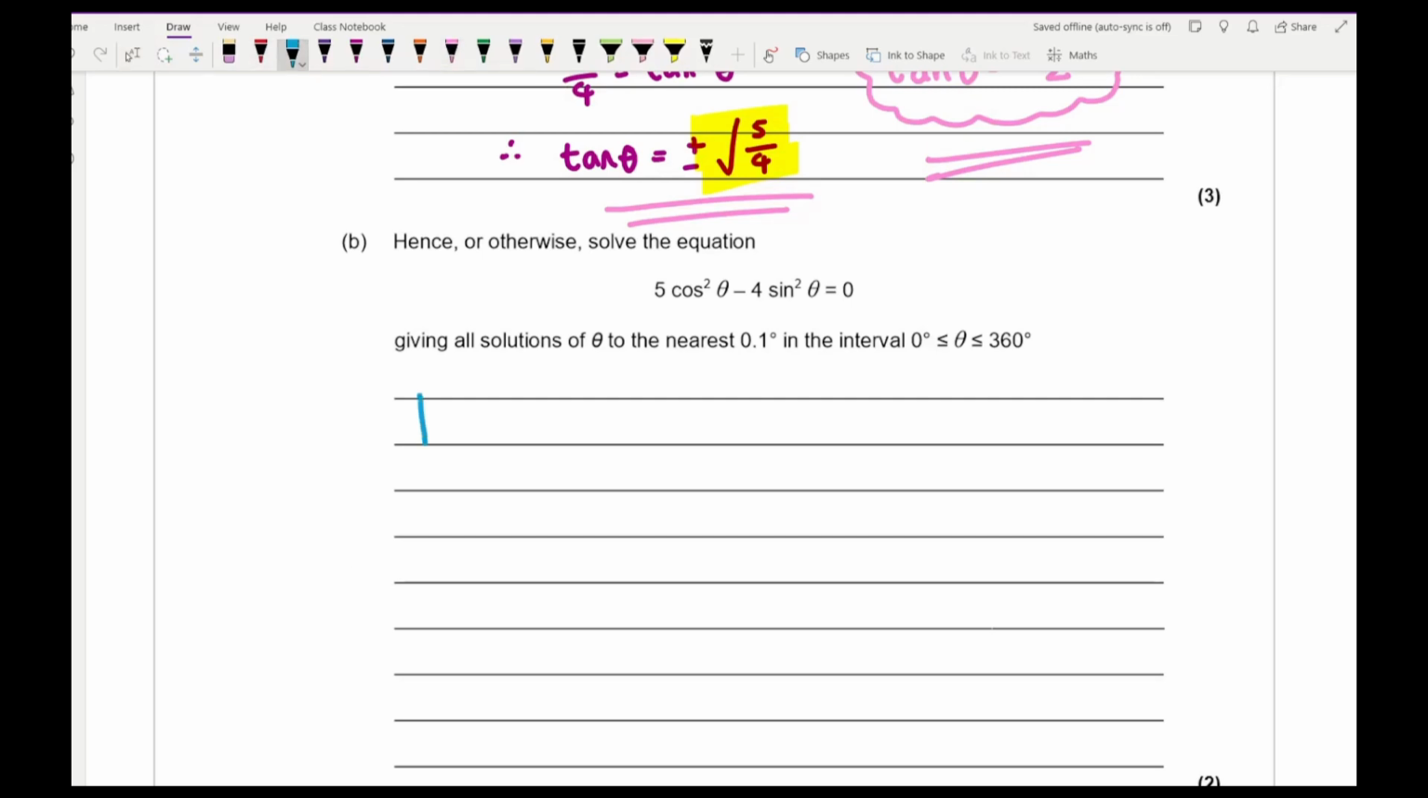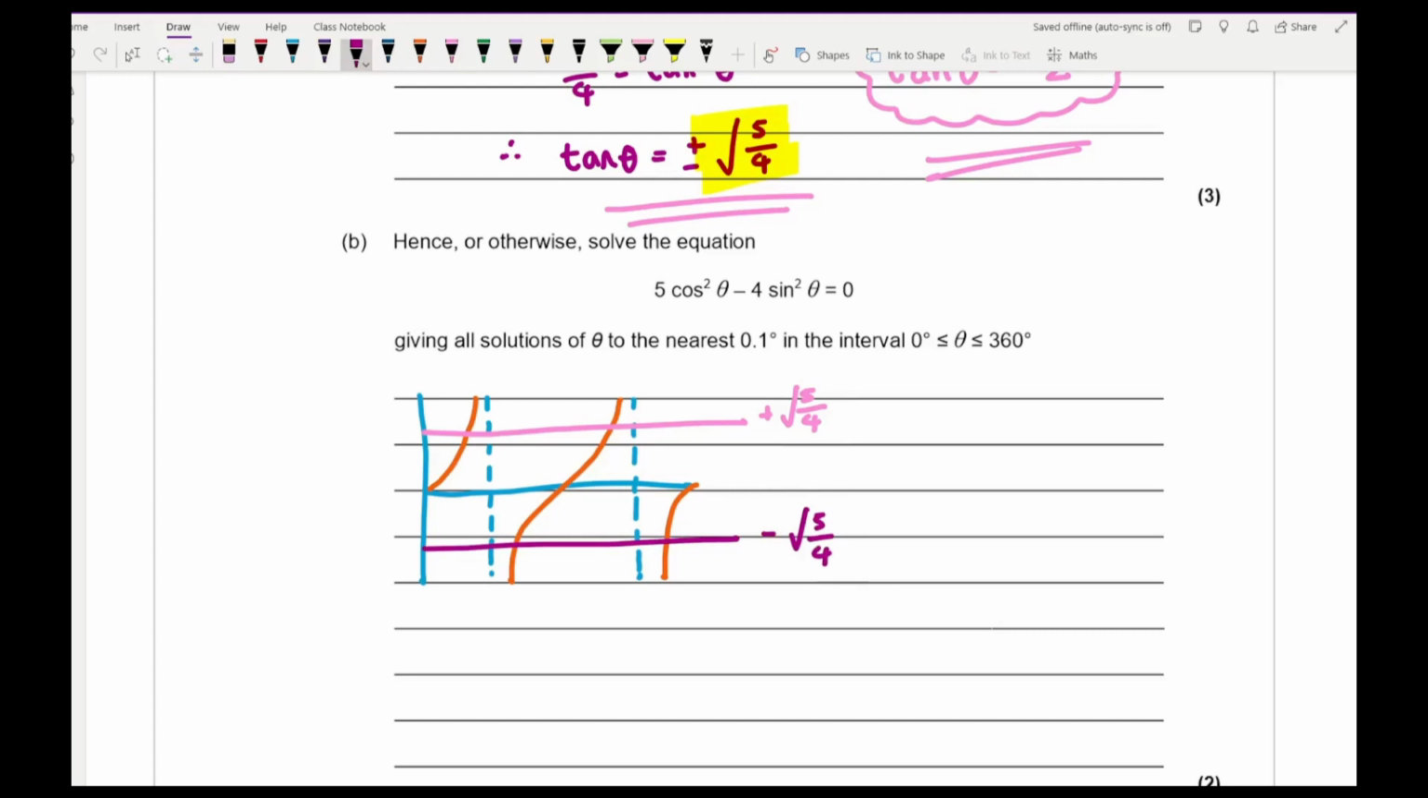So here, if I do a sketch of tan theta, and let's just do the dashed intervals. What it eventually looks like is something like this. And plus or minus root 5 over 2 is going to give me a set of answers here. So we've got plus root 5 over 2, and here we'll end up with minus root 5 over 2, in which the values of theta to one decimal place will be 48.2 degrees and 228.2 degrees, and another set of values of 131.8 degrees and 311.8 degrees as our 4 possible answers.